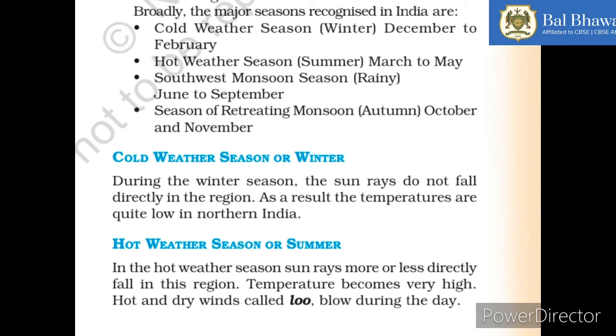Hot weather season or summer. In the hot weather season, sun rays more or less directly fall in this region. Temperature becomes very high. Hot and dry winds called Lu blow during the days. In the summer season, you must have seen that the sunlight is too bright, and when you go outside your home, you get sunburns because the sun rays are falling vertically in these regions. Temperature becomes too high. There are some areas in India where the temperature goes to 47, 48 degrees Celsius as well. And the hot and dry wind which blows during the daytime is called Lu.